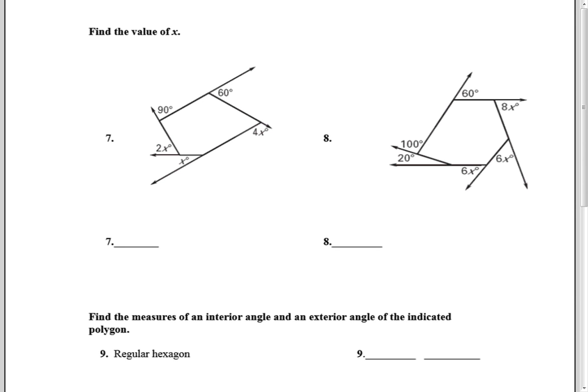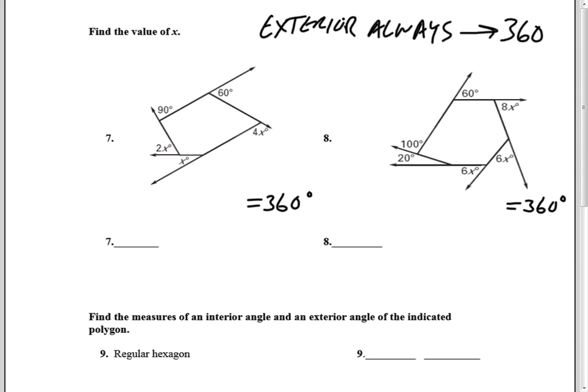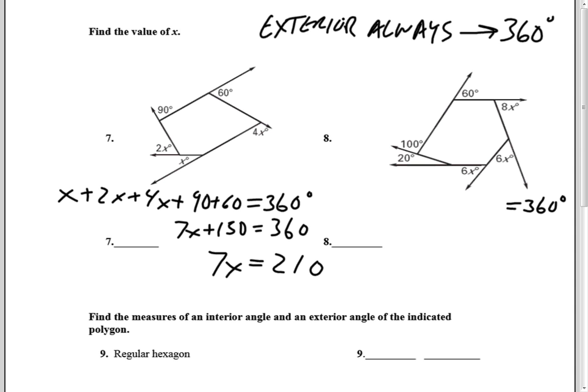Where are these angles? Exterior. What's the only thing you know about the exterior? 360. So exterior, always 360. I've got all 5 here, x plus 2x plus 4x plus all the rest, 7x plus 150 equals 360, 7x equals 210, x equals 30.